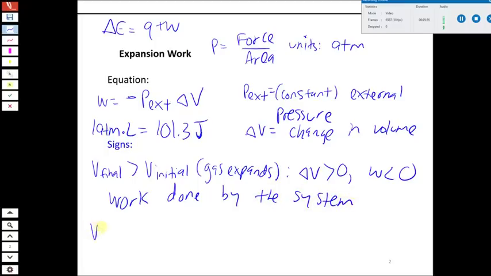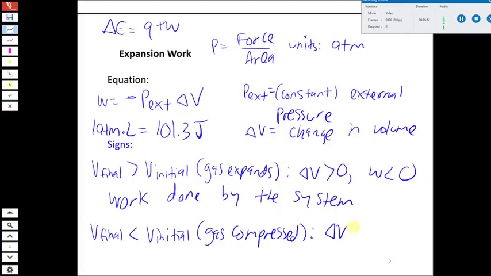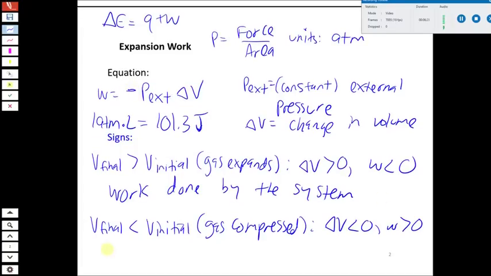And then the opposite would be true if your final volume is smaller. That means we're compressing the gas. So if your final volume is smaller than the initial volume, getting smaller, that means the gas is compressed. Delta V would be negative, less than 0, which means that the work has to be greater than 0 in that case because it's a negative times a negative. So in that case, work is done on the system. In order to compress a gas, the surroundings have to do work on the system. You have to do work on the gas to be able to compress it.